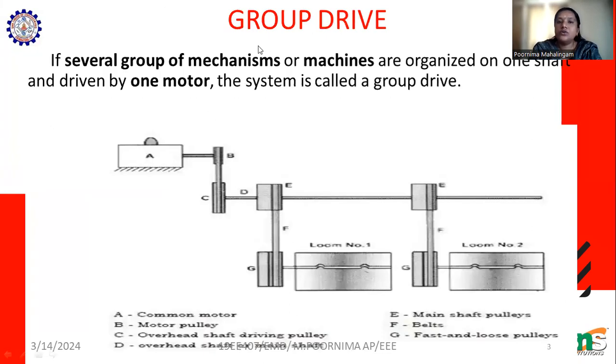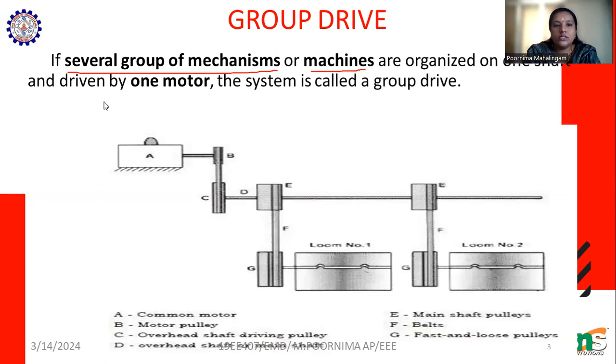First, we are going to see group drive. What do you mean by group drive? If several groups of machines or mechanisms are organized to do one single work, it is called a group drive. Organized to do a single work and driven by one motor is called a group drive. The system is also called a group drive system.